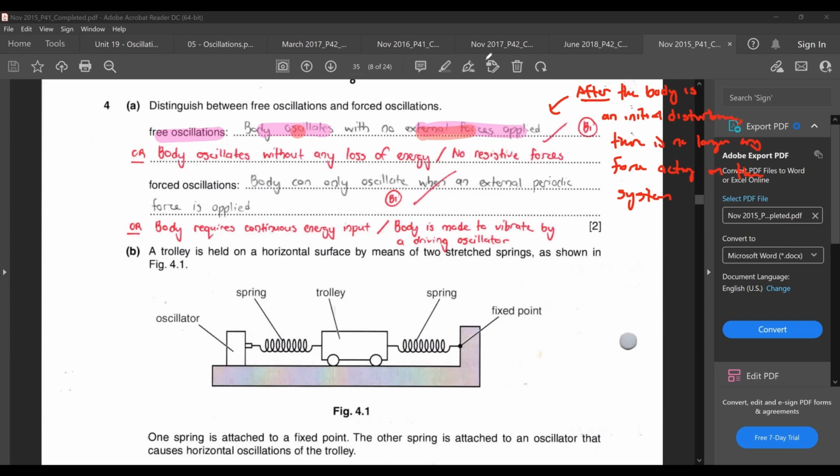Then after that, the last one, what is forced oscillations? Forced oscillation, your body can only oscillate when an external force is applied. If you say when an external force is applied, you can also kind of replace this with body can only oscillate as long as an external periodic force is applied. So just use either one.